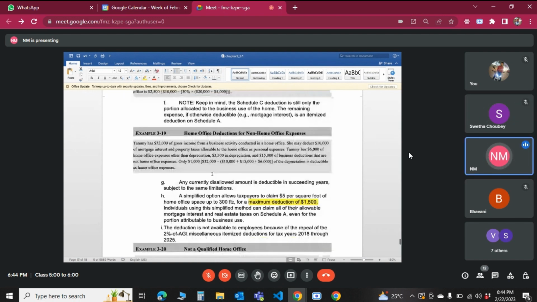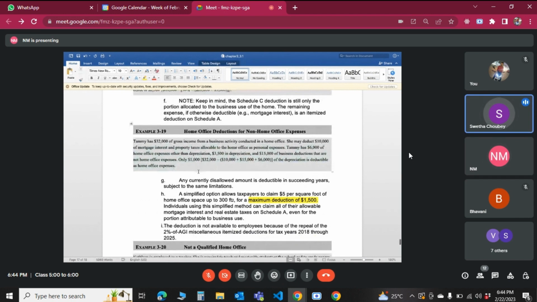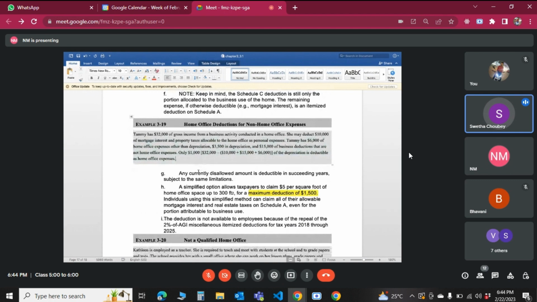On the same lines, there's another example. So let's read this. You can even continue, Shweta. Tammy has 32,000 of gross income from a business activity conducted in a home office. She may deduct $10,000 of mortgage interest and property taxes allocable to the home office as personal expenses.